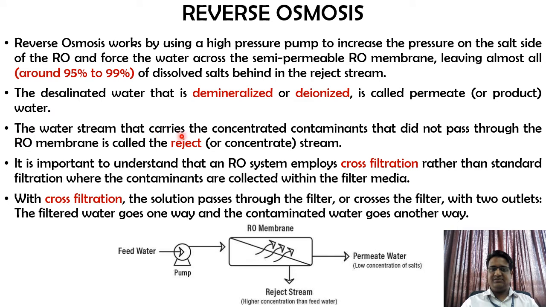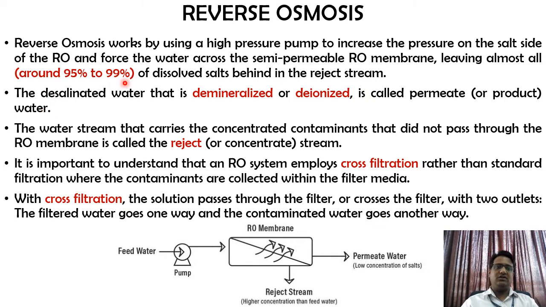The water stream that carries the concentrated contaminants that did not pass through the RO membrane is called reject or the concentrate stream. It is important to understand that an RO system employs cross filtration rather than standard filtration, where the contaminants are collected within the filter media. With cross filtration, the solution passes through or crosses the filter in two outlets. The filtered water goes one way and the contaminated water goes another way.